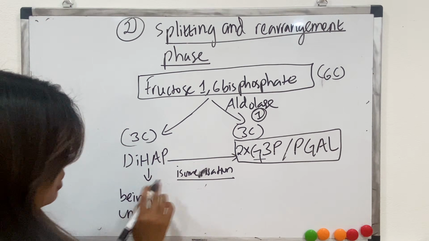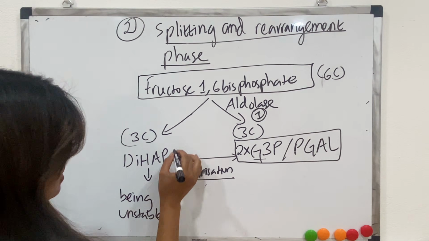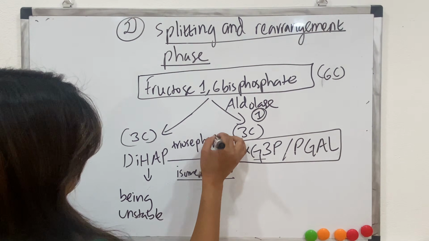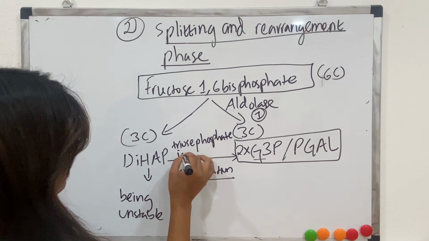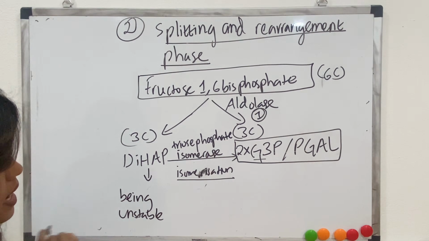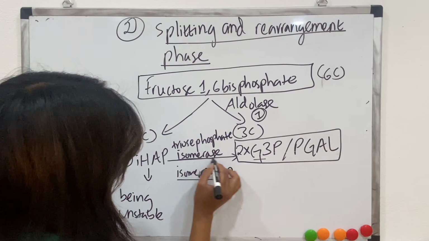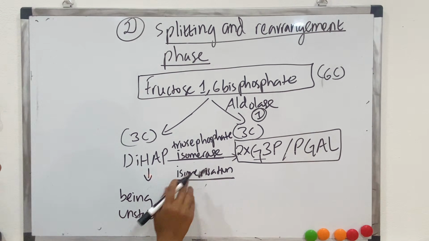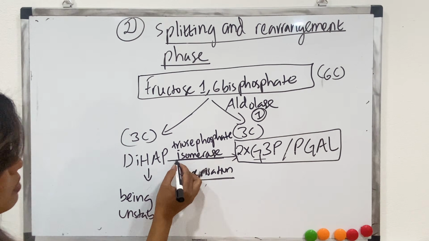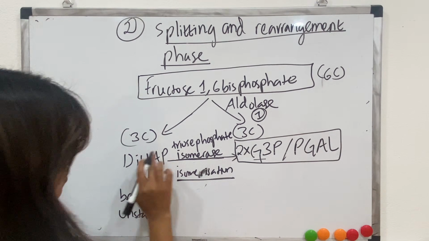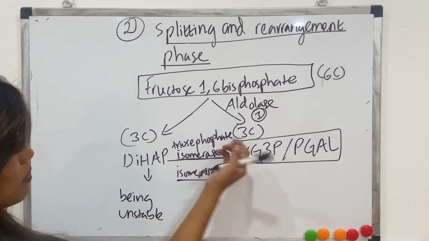Both G3P and DHAP can be referred to as triose phosphate. So dedicate the first name of the enzyme to them as triose phosphate and dedicate the second name to the process. So you will keep it as isomerase, right? This is the technique to remember the enzyme name. The enzyme is known as triose phosphate isomerase, and this phase is known as the splitting and rearrangement phase.